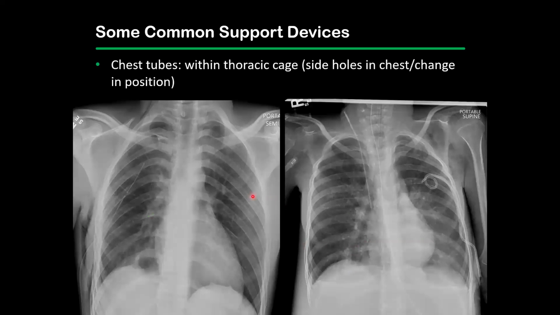Chest tubes, we just want to make sure they're really within the thoracic cage. You can have a straight chest tube like this one, or you can have a pigtail chest tube like this one. If you see on this straight one, there's a little gap here, which tells you where the last side hole is. That should be within the thorax. The pigtail chest tubes, as long as the whole coil is within the chest, you're pretty good.